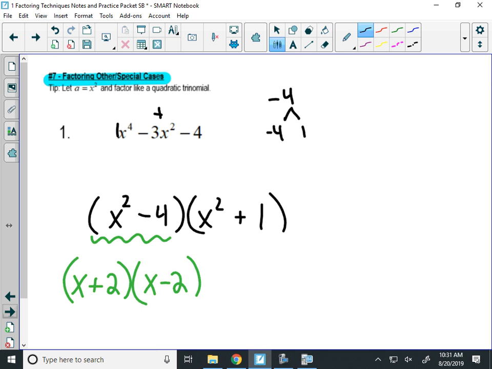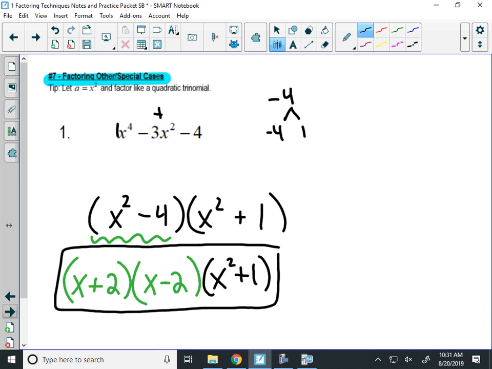And then you have to put the x squared plus 1 next to it. If you don't, it's not actually fully factored. You didn't do the whole thing. So that's it. Why can I not factor x squared plus 1? Because that's plus. Good. All right, last one.